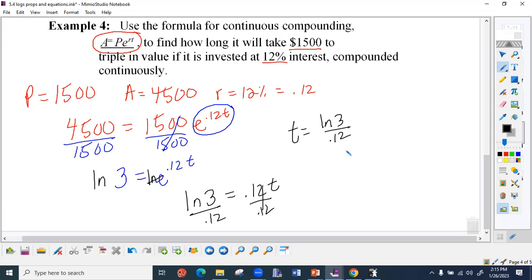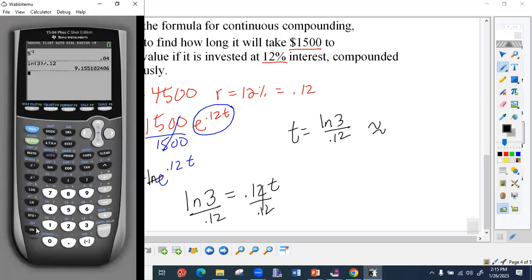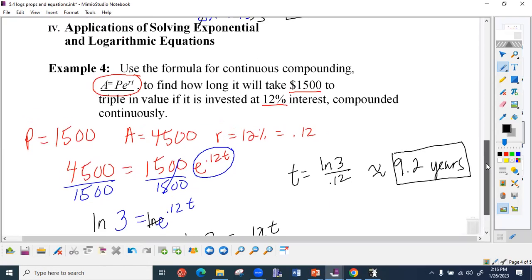Am I going to tell an investor, oh, it's going to take you natural log of 3 divided by 0.12 years to make this happen? No, I'm not. I'm going to figure out the approximate value of t. So to find this, I'm going to plug this in the calculator, which I've already done, I believe. So when I plug natural log of 3 divided by 0.12, I get approximately 9. We're going to say 9.2 of a year. So approximately 9.2 of a year in order for this to happen. Okay. All right. That concludes 5.4B.